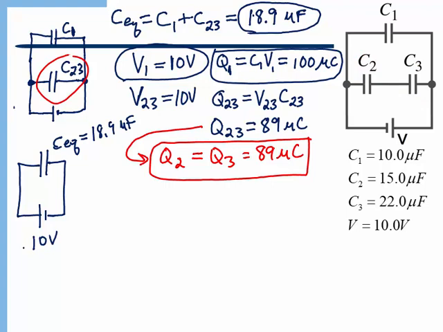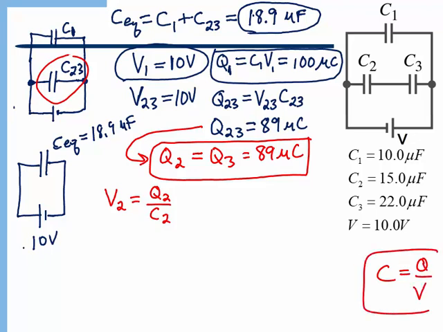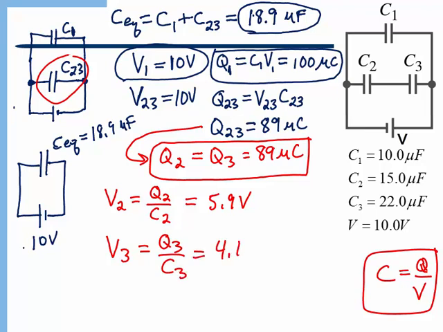Okay, so once I've got the charge on each of those, the last thing we have to do is find the voltage on each of these capacitors. And I can do that pretty easily. I know V2 is going to be equal to Q2 over C2. By the way, notice that we're just using C equals Q over V all the time. That's the fundamental definition of capacitance that we're using throughout these problems. So V2 is Q2 over C2. If you work that out, you should get 5.9 volts. And if you work out V3, which would be Q3 over C3, what you get is 4.1 volts.